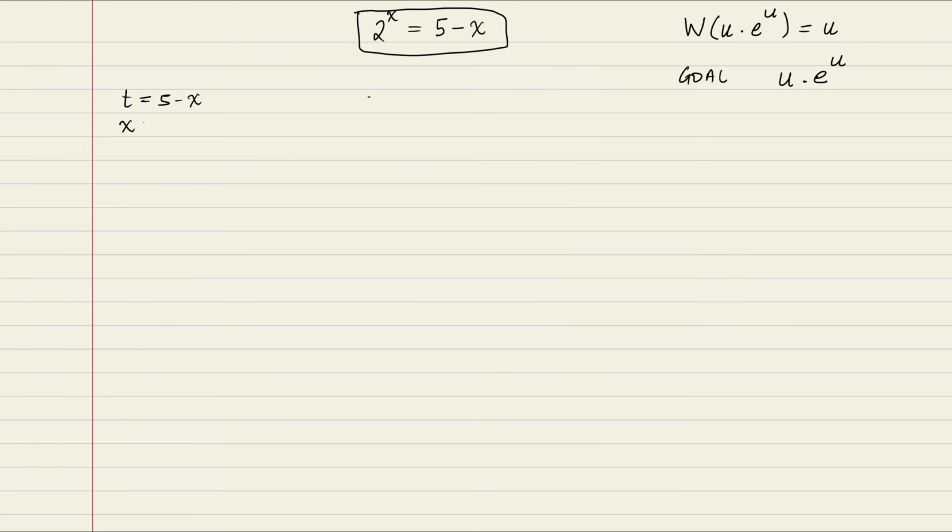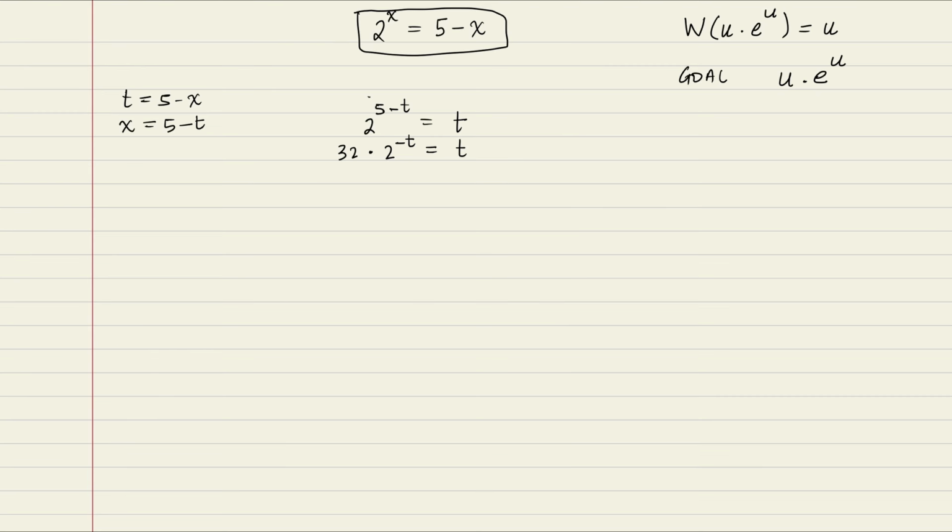That means x is going to equal 5 minus t. So I can rewrite this equation now as 2 to the power of 5 minus t is equal to t. Now I can break up the left hand side. 2 to the power of 5 is 32, multiplied by 2 to the power minus t, and that's equal to t.